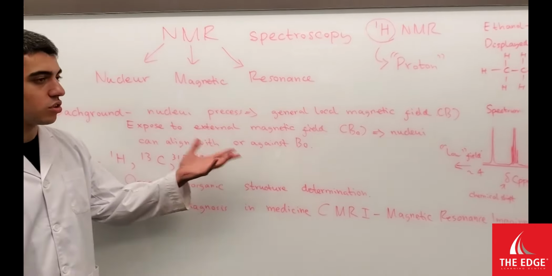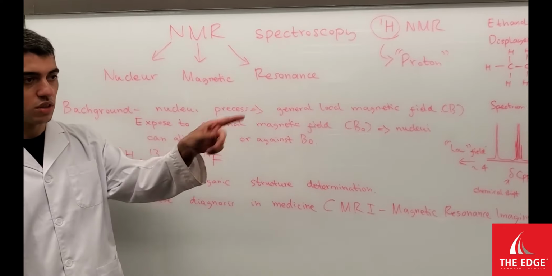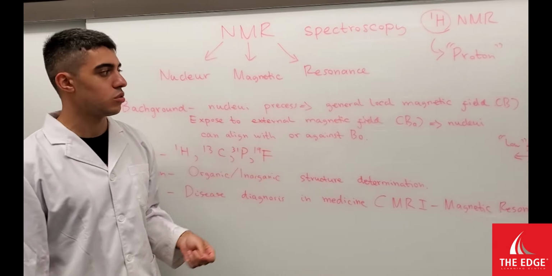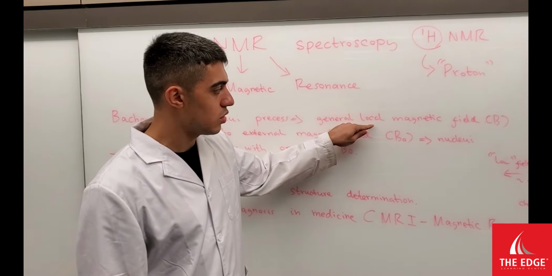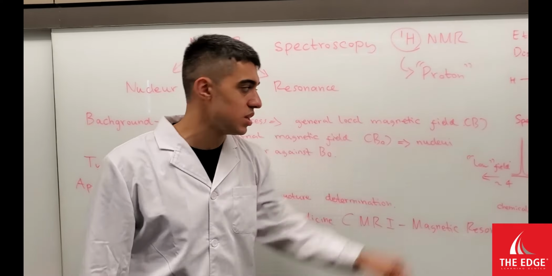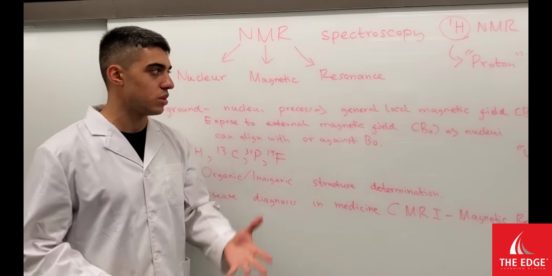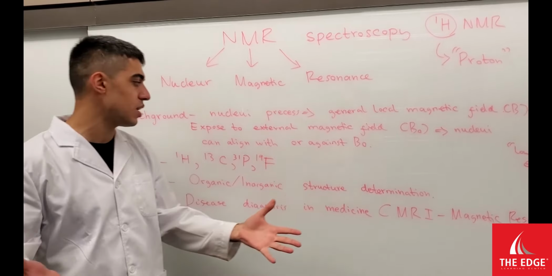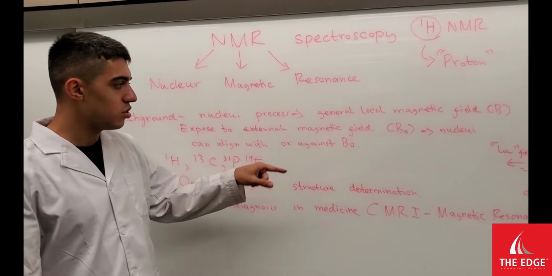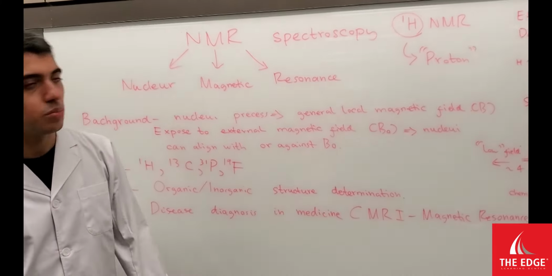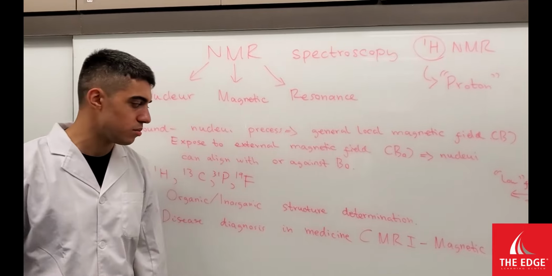The nuclei of atoms of elements possess a phenomenon known as spin. They precess around a particular point, and when they precess, they generate a magnetic field. We denote this local magnetic field with the symbol B. If we expose these nuclei to an external magnetic field, which is what the NMR machine is, essentially a giant magnet, we denote this external magnetic field B naught. Then the nuclei can either align with or against B naught, and this will generate a spectrum known as an NMR spectrum for that particular compound.